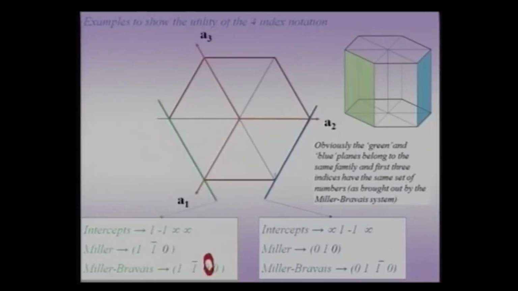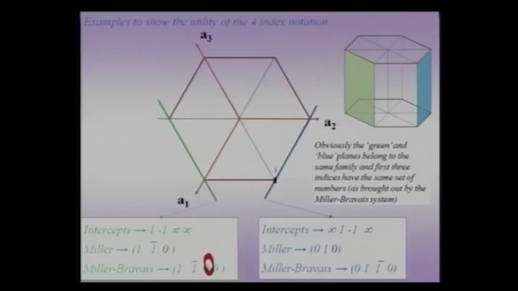Its intercept along the A1 direction is infinity; it never intercepts the A1 direction, it is parallel to the A1 direction. It intercepts the A2 direction at a distance 1, and it intercepts the A3 direction at a distance minus 1. So, this is positive A3, this is negative A3 at minus 1 intercept. So, this is my point of intersection along A3. So, I have infinity, 1, minus 1, infinity, as usual the C direction it never intercepts.